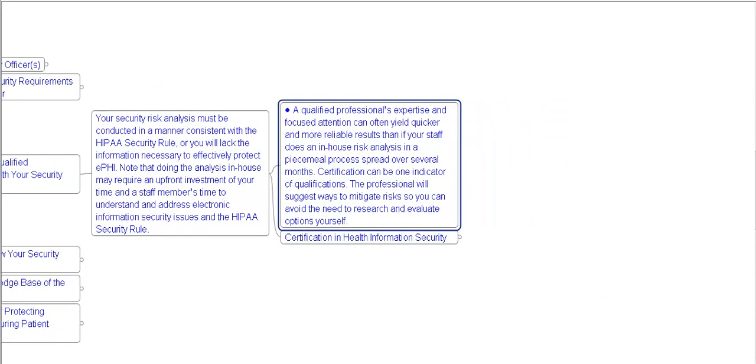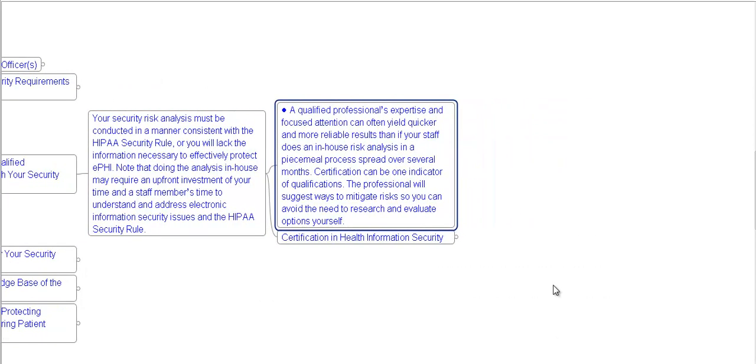A qualified professional's expertise and focused attention can often yield quicker and more reliable results than if your staff does an in-house risk analysis in a piecemeal process spread over several months. Certification can be one indicator of qualification. The professional will suggest ways to mitigate risk so you can avoid the need to research and evaluate options yourself.